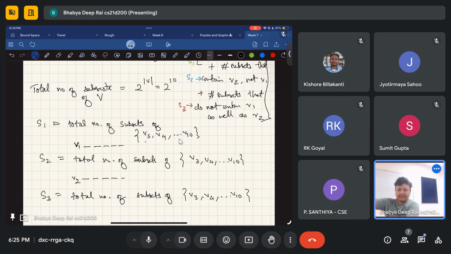Okay. So what is the answer? How many elements are here? 3 to 10. Okay. There are 8 elements. So 2 power 8 number of subsets. There are 8 elements, right? From V3 to V10.